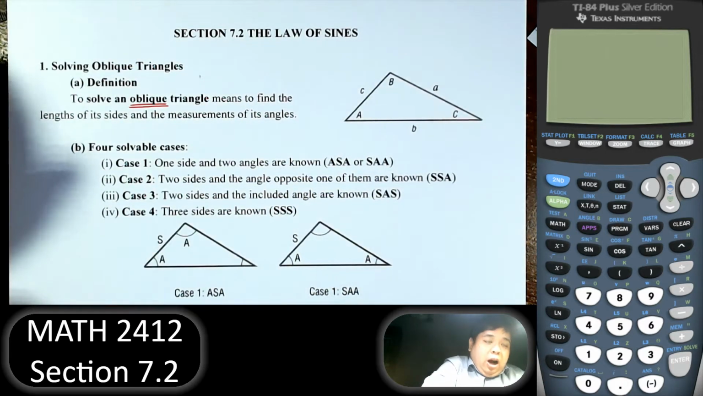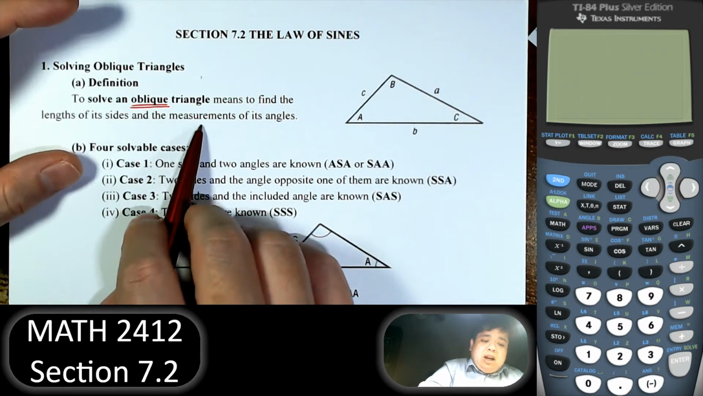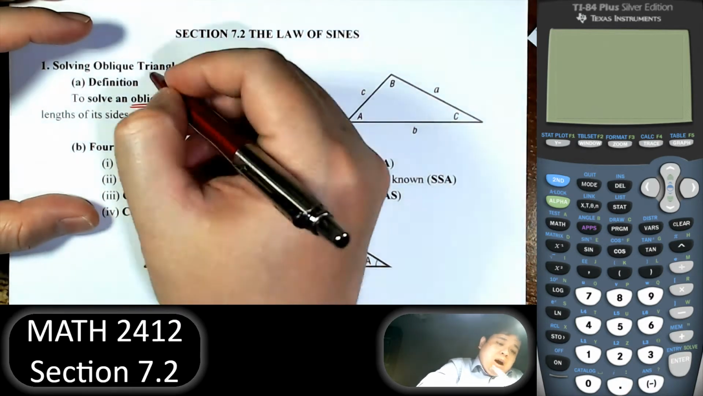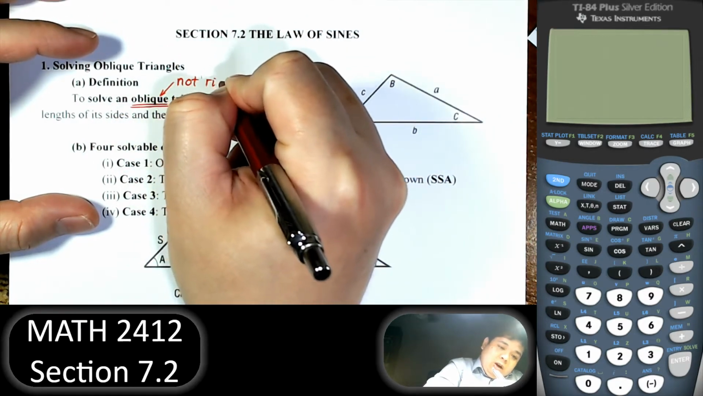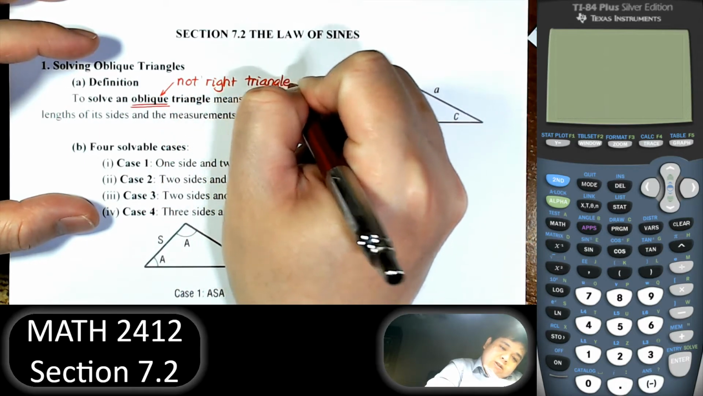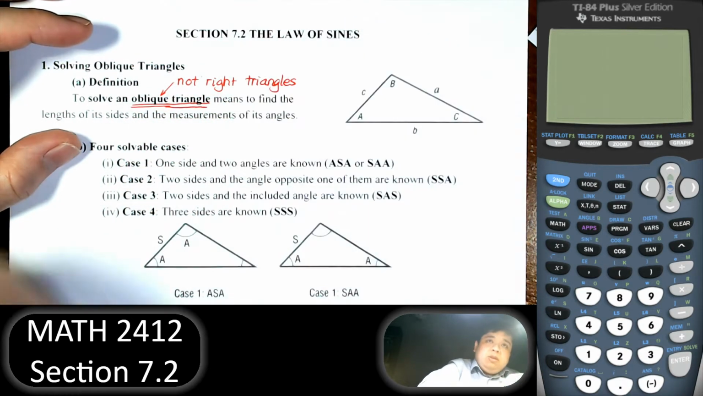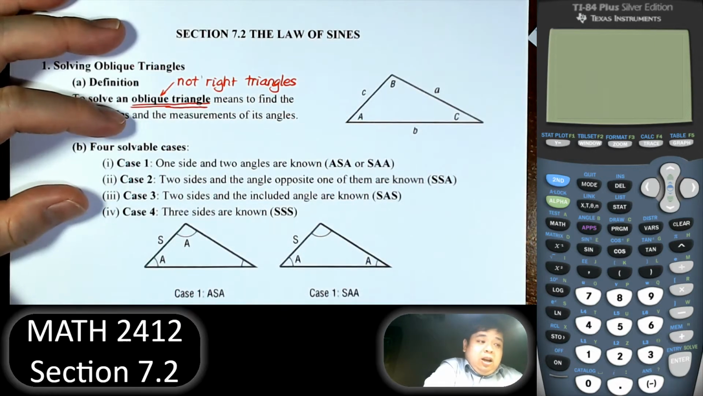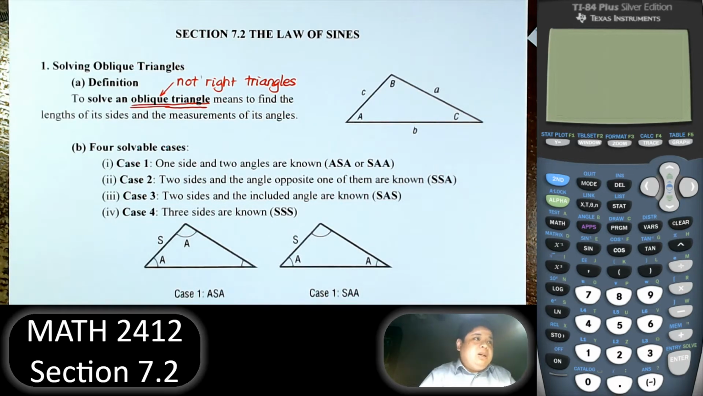To solve an oblique triangle means to find the lengths of the sides and the measurements of the angles. By oblique, we mean not a right triangle, meaning that none of the angles is 90 degrees. Of course, if it is 90 degrees, then we have a right triangle, and the trigonometry would be pretty simple from there.